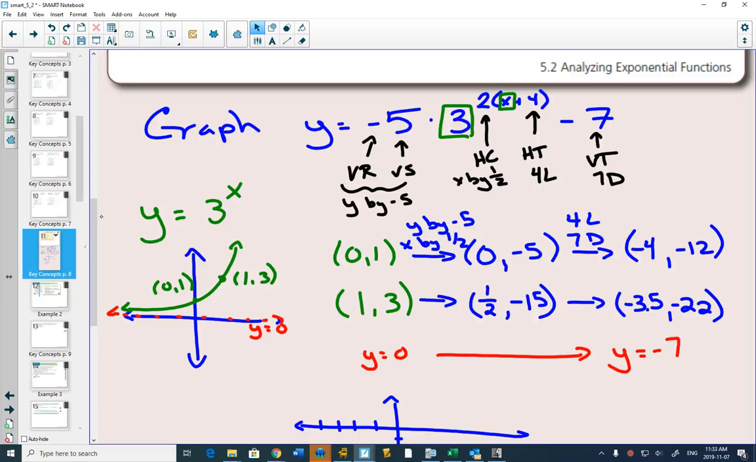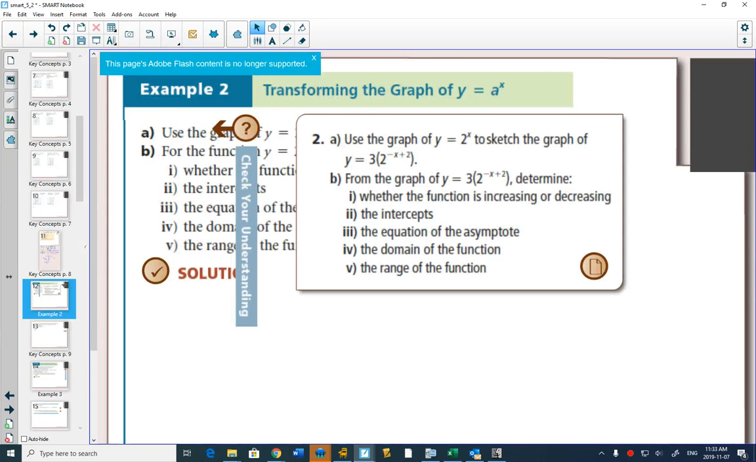Once you realize that those are part of your parent function, then all the other numbers are your transformations. You can label them like we did. You can set up your original points, set up your transformations with stretches and compressions first, translations afterwards, and also look at your asymptote. The only thing that's going to affect your asymptote is if things shift up and down. So when we go to example 2, it's the same idea. Here we go.